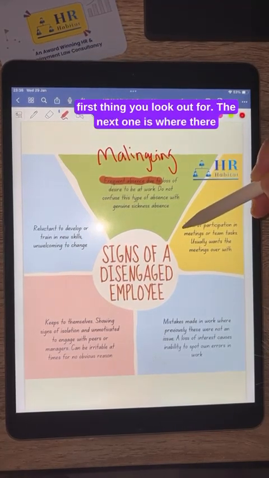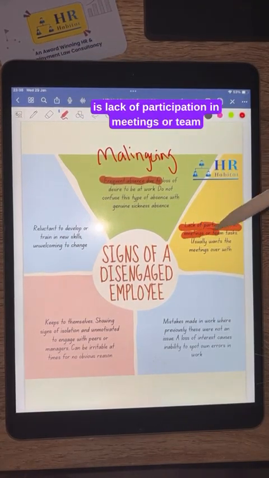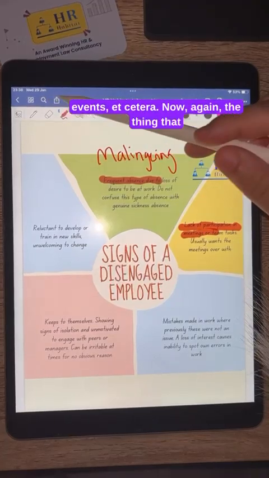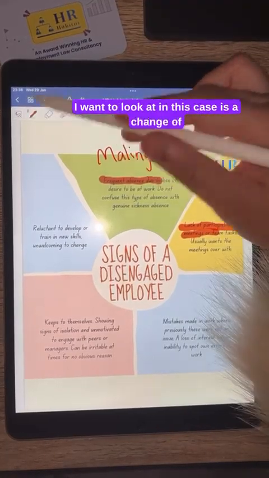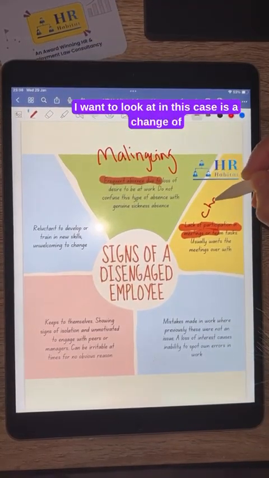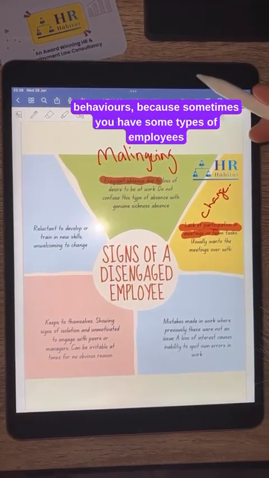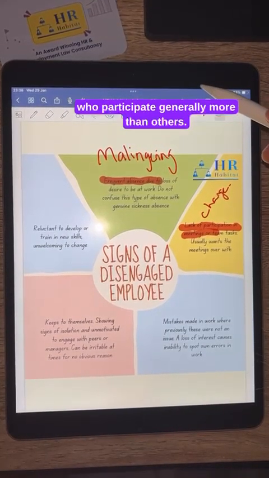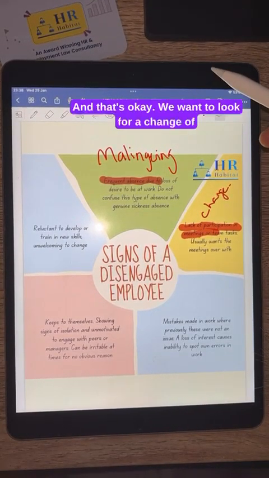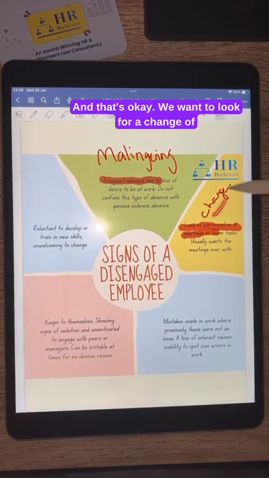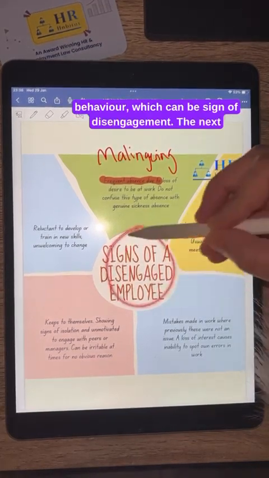The next one is where there is a lack of participation in meetings or team events, etc. Now, again, the thing that I want to look at in this case is a change of behaviours, because sometimes you have some types of employees who participate generally more than others, and that's okay. We want to look for a change of behaviour, which can be a sign of disengagement.